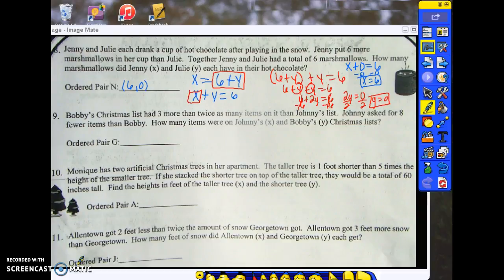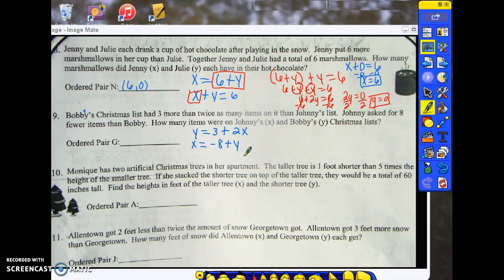Bobby's Christmas list has 3 more than twice as many items than Johnny. Bobby is Y. He has 3 more than twice as many as Johnny. Johnny, who is X, asked for 8 fewer. That's going to be negative 8 because it's less than, it's going down. 8 fewer items than Bobby. Negative 8 plus Y. Substitute.